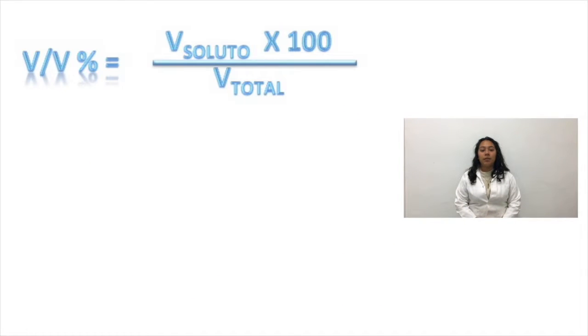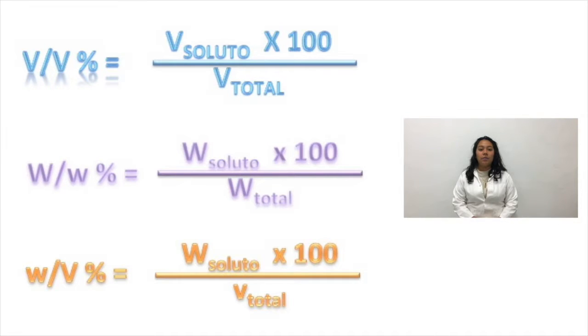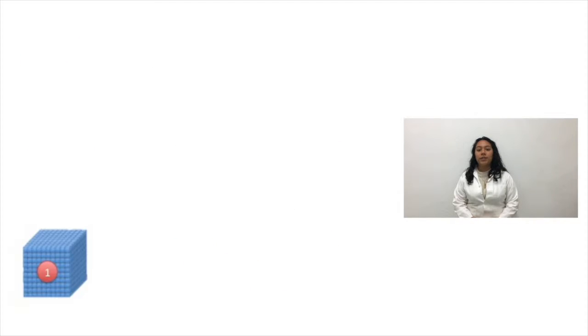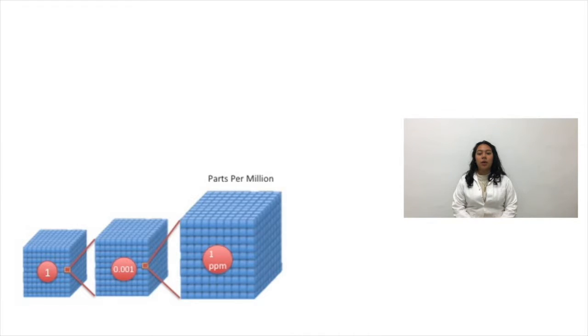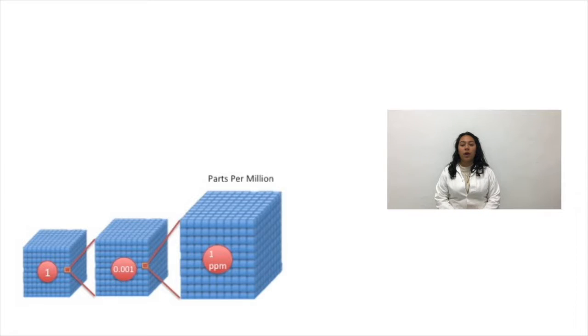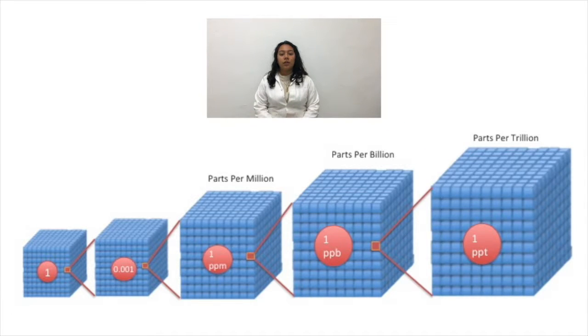Third, percent by mass, one of the most basic. It represents the mass of solute divided by the mass of solution, times 100. Last, parts per thousand, per million, per billion, as the concentration needs. For example, parts per million is commonly used for environmental studies. Parts per thousand indicates how many grams there are for 1000 grams of solution. Same idea for million and billion.